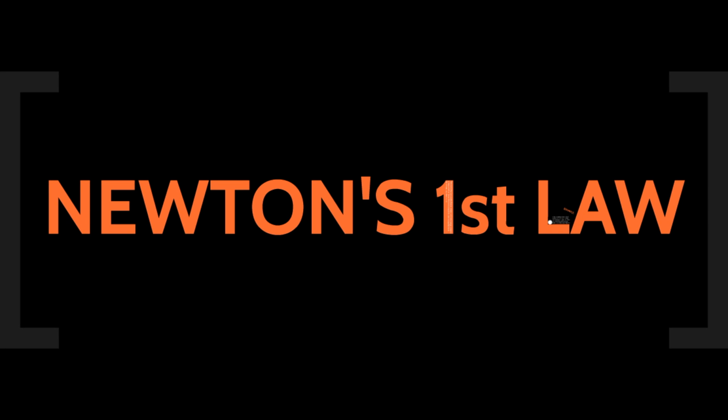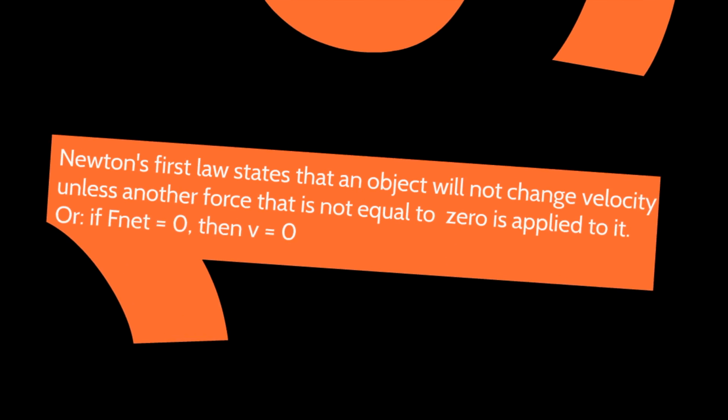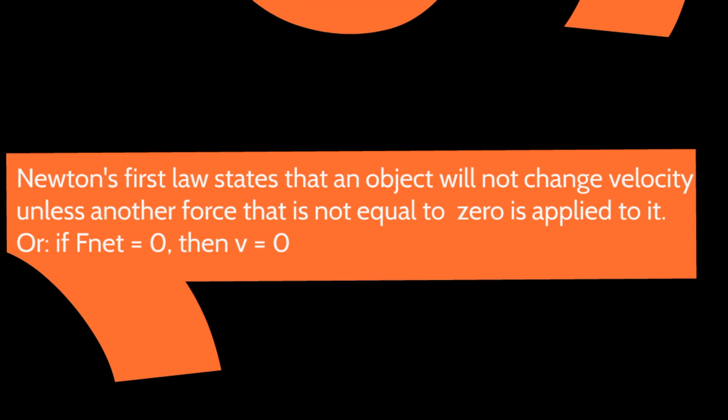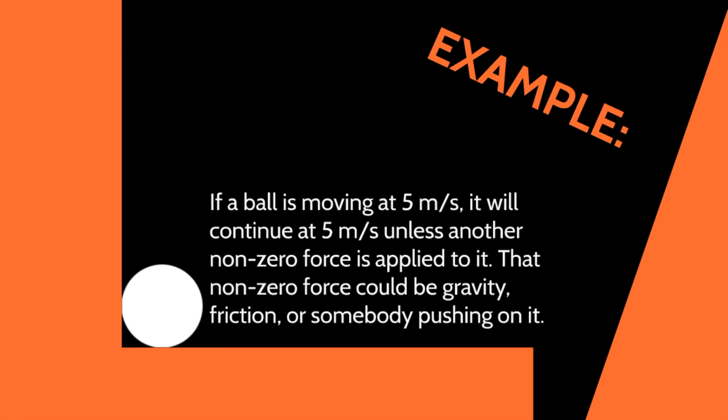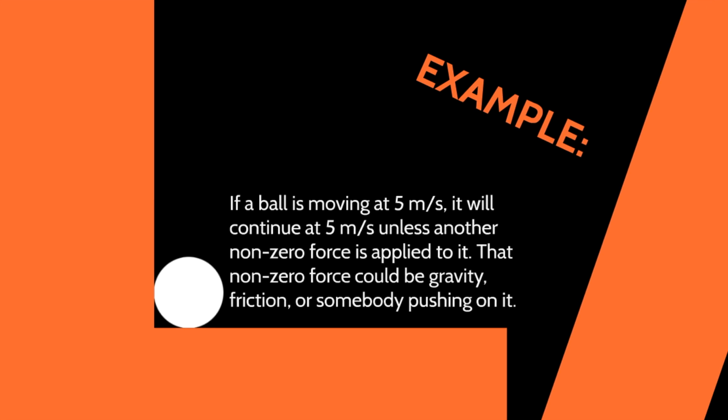Now we move on to Newton's first law. Newton's first law states that an object will not change velocity unless another force that is not equal to zero is applied to it. Or, if net force equals zero, then velocity equals zero. For example, if a ball is moving at 5 meters per second, it will continue at 5 meters per second unless another non-zero force is applied to it. That non-zero force could be gravity, friction, or somebody pushing on it.